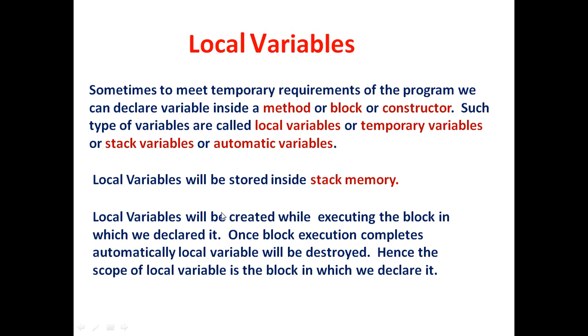So local variables will be created while executing the block in which we declared it. Once block execution completes, automatically local variables will be destroyed. Hence the scope of a local variable is the block in which we declare it, right? So the scope is limited to the block, constructor or method in which the local variable lives, right?